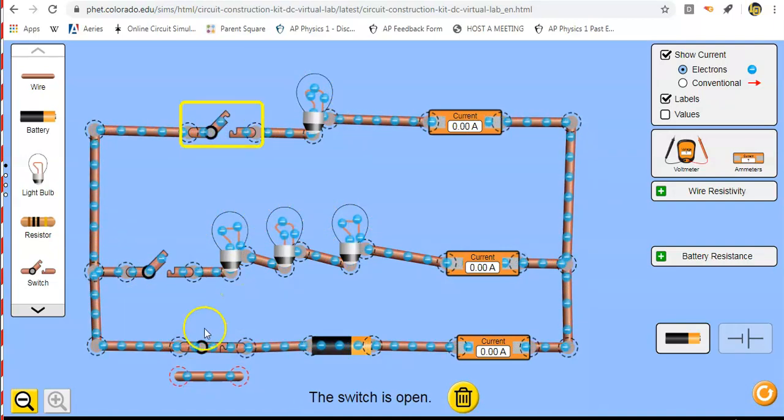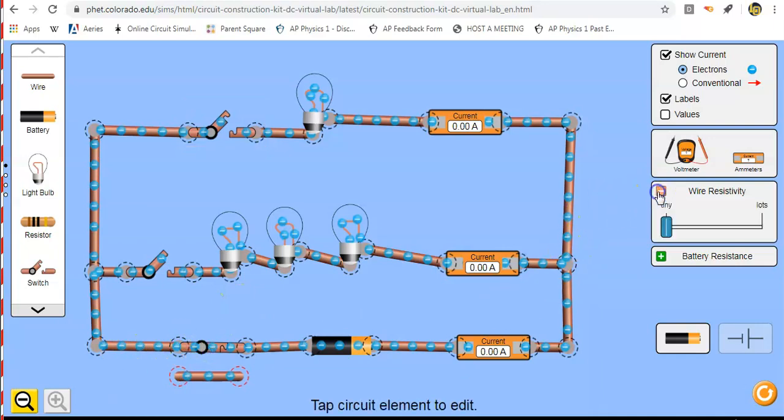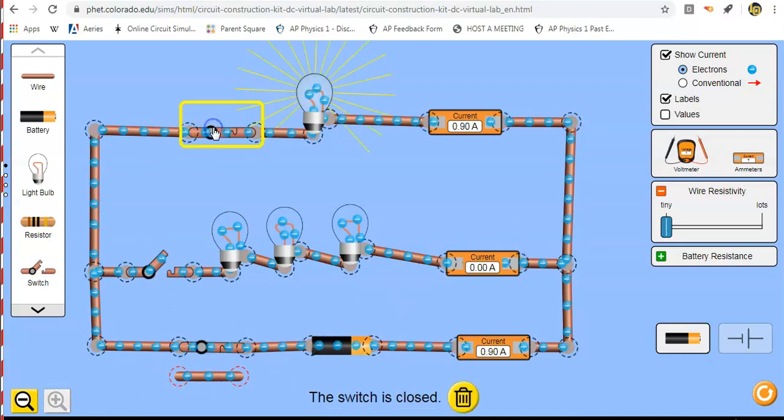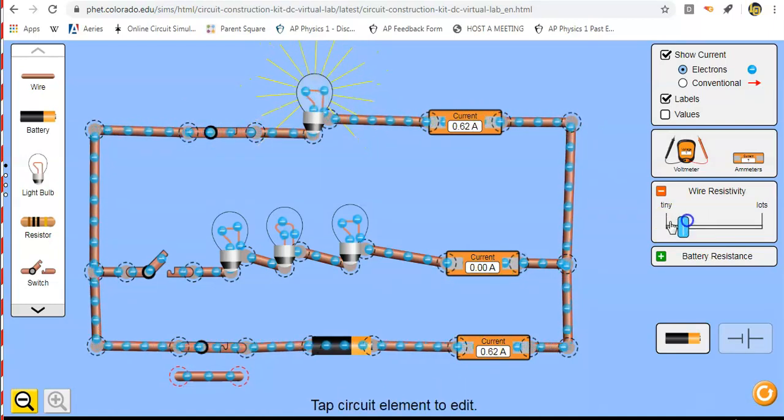If we have a resistor, the wires are generally very low resistance. But I'm going to make their resistance just a tiny bit higher so we can see some things. Let's have this one going. All right, so 0.9 amps are flowing around this circuit. If I make the resistance of the wires higher, the current goes down because there's more resistance. These wires have more resistance.